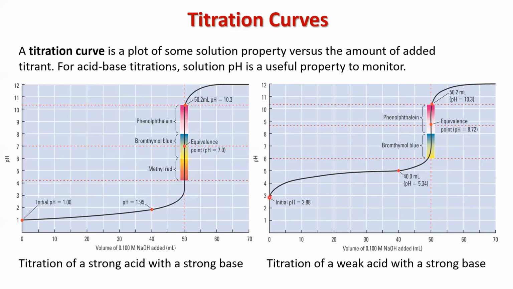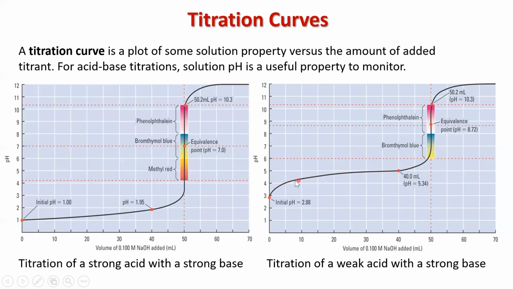And notice that the pH of the weak acid is higher than over here, the pH of the strong acid. And that makes sense because strong acids 100% dissociate, so they have more hydrogen ions in them than weak acids do because they only partially dissociate. So as we add the strong base to this weak acid, we're going to notice that the pH goes up.